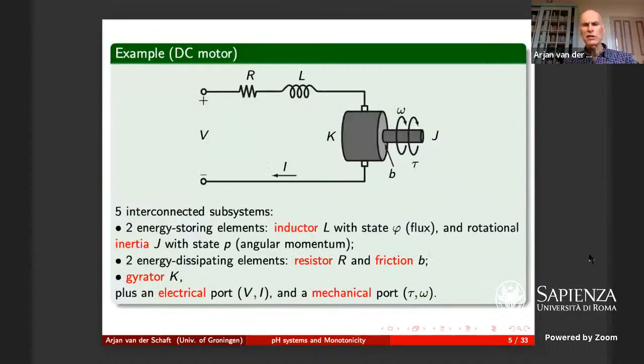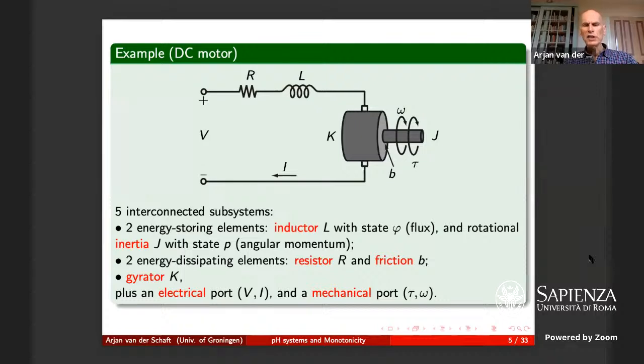Okay, and this is a very simple example for those of you who have not seen this before. So take the simple example of a DC motor. So how do we model this in a port-Hamiltonian fashion? Well, we have 5 ideal elements. So we have 2 energy storing elements, one corresponding to the storage of magnetic energy in the inductor, and one corresponding to the storage of rotational kinetic energy.